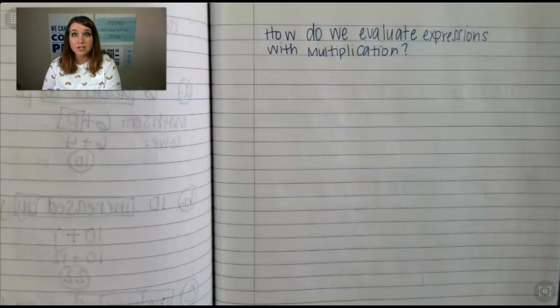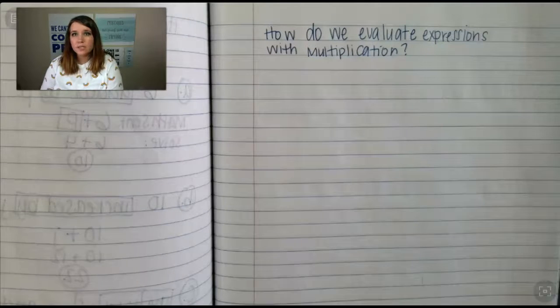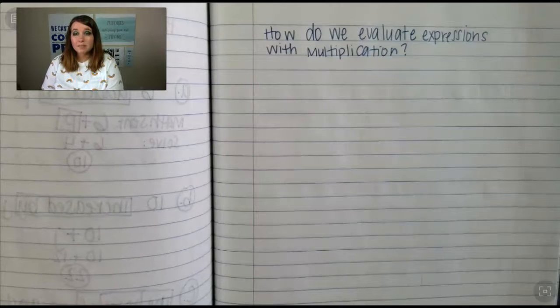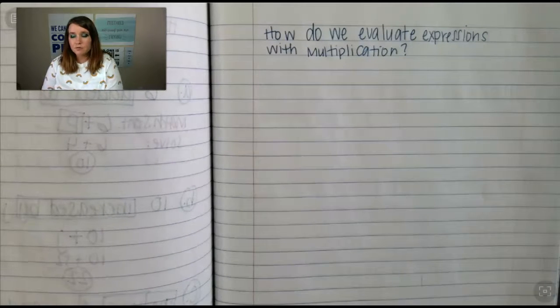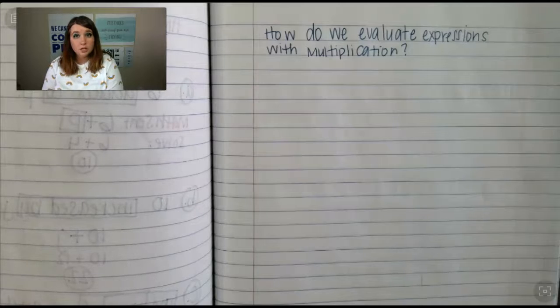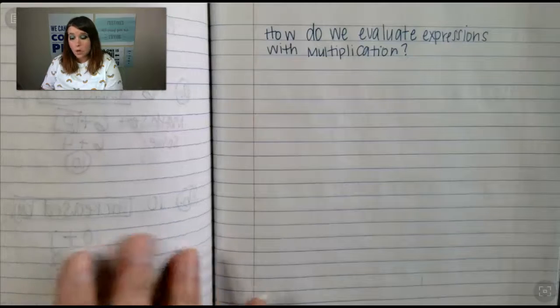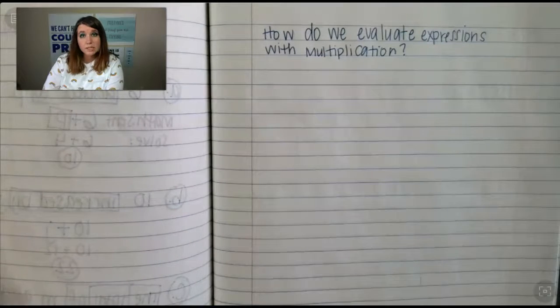Today we're going to look at how we evaluate expressions when we are using the operation of multiplication. When we're using multiplication, we're going to be doing the exact same thing as we did yesterday and the day before, except our clue words are changing and our numbers will change based on our variable. So we're going to look at the terms and see what happens.